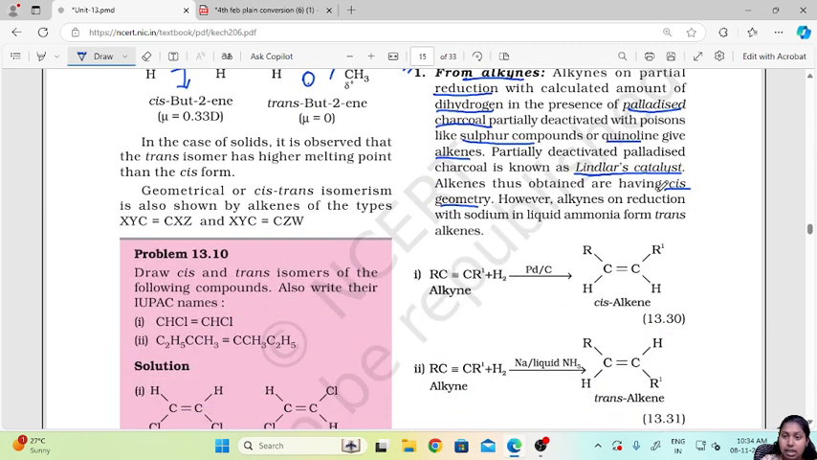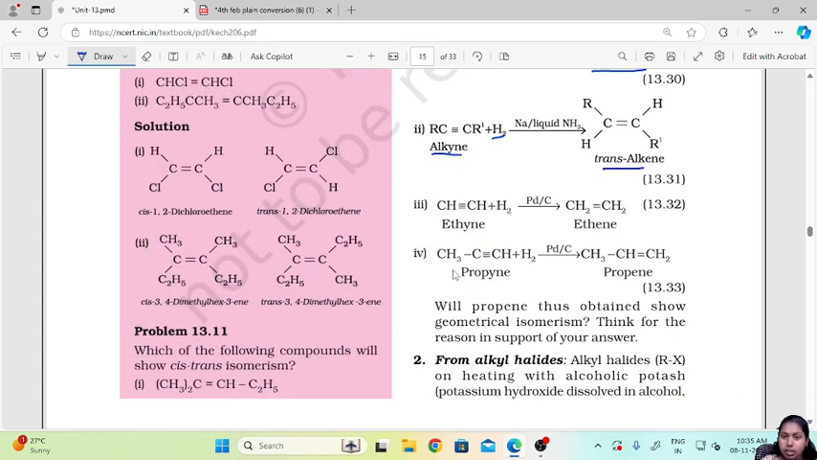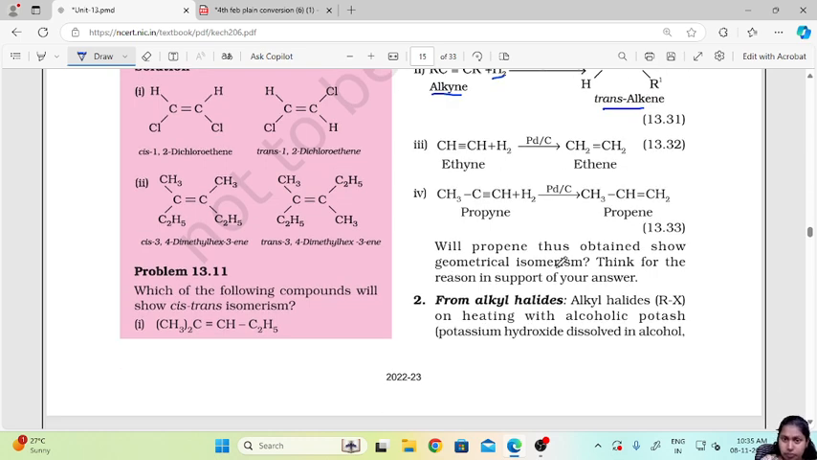However, alkynes on reduction with sodium in liquid ammonia form trans alkenes. So if you want trans alkenes from your alkynes, then you have to reduce them using sodium in liquid ammonia. So when you react alkynes with dihydrogen in the presence of Lindlar's catalyst, you get cis alkenes, whereas when you react alkynes with hydrogen in the presence of sodium in liquid ammonia, you get a trans alkene. Now these are the examples.